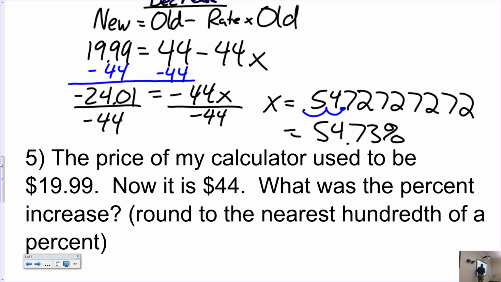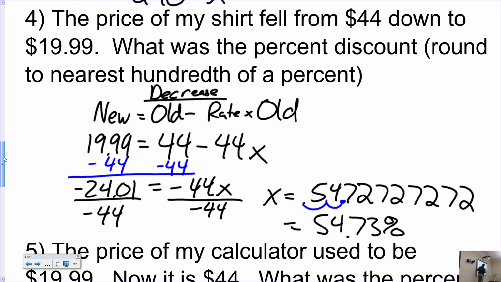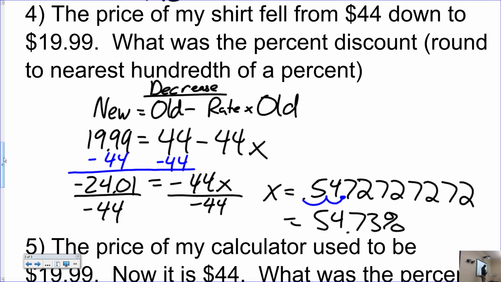Note, please, please, pretty please, do not just take 1999 and divide by 44. If you take 1999 and divide by 44, you're going to get 45.27%. You can do the shortcut. Yes, you can do the shortcut. So, Chloe, how would I do the shortcut?